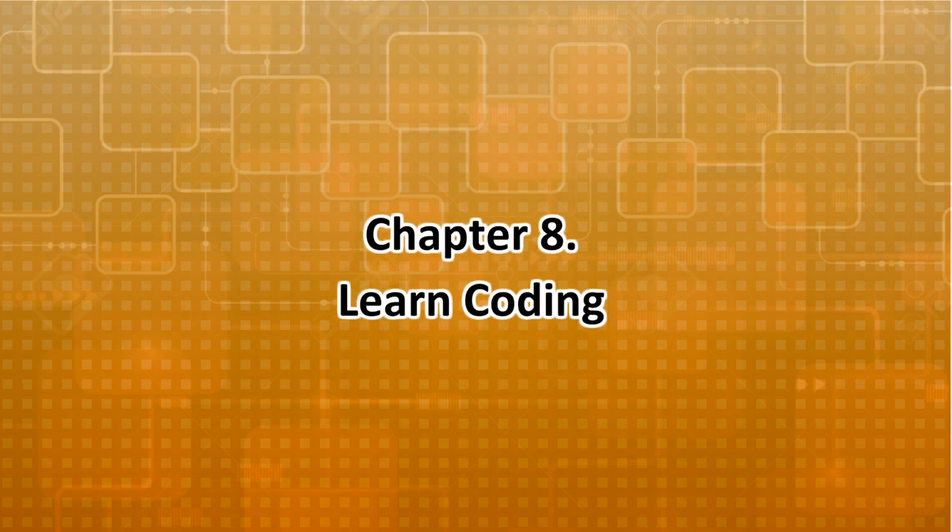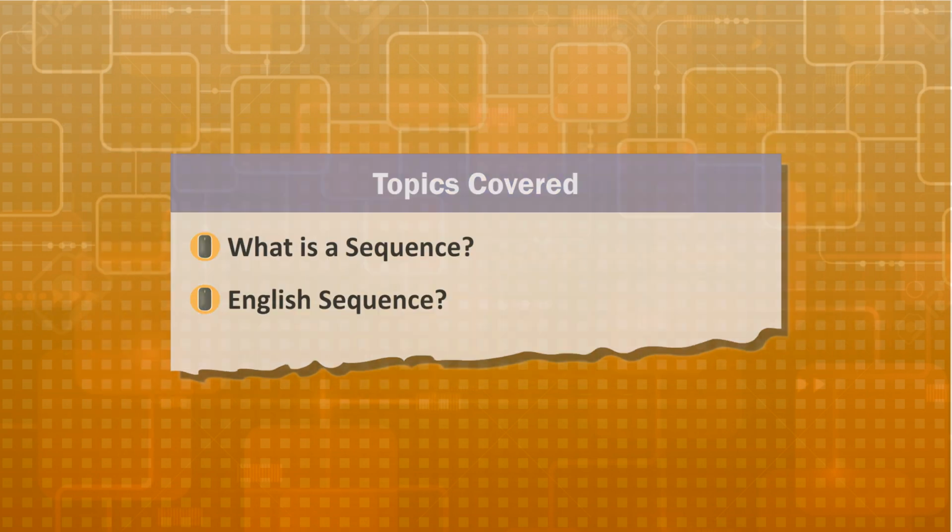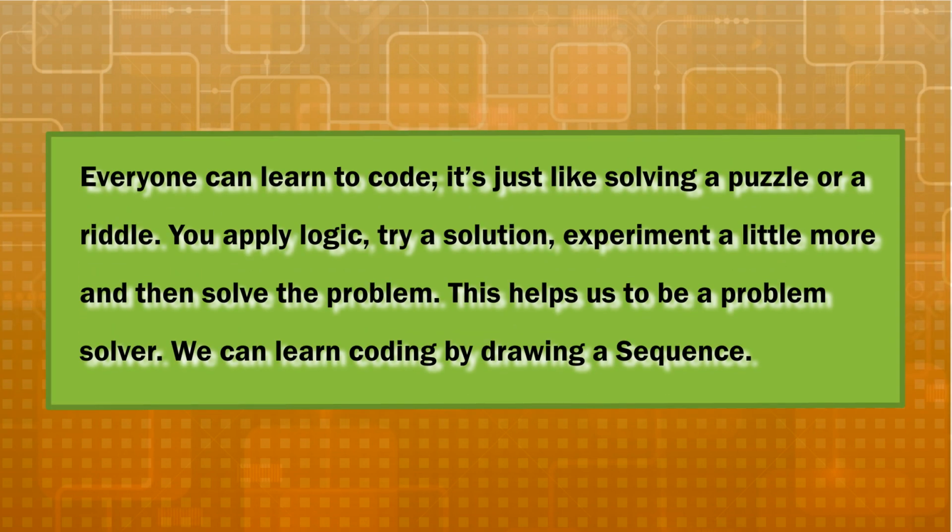Chapter 8. Learn coding. Topics covered. What is a sequence? English sequence. Everyone can learn to code. It's just like solving a puzzle or a riddle. You apply logic, try a solution, experiment a little more and then solve the problem. This helps us to be a problem solver.